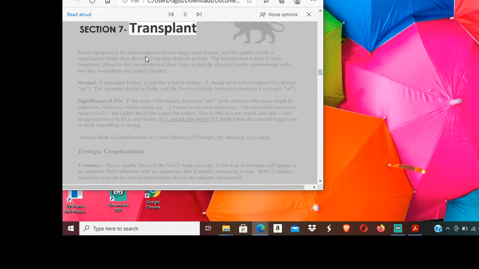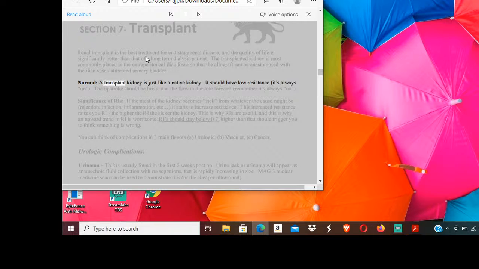Section 10: transplant. Renal transplant is the best treatment for end-stage renal disease, and the quality of life is significantly better than that of a long-term dialysis patient. The transplanted kidney is most commonly placed in the extraperitoneal iliac fossa, so that the allograft can be anastomosed with the iliac vasculature and urinary bladder.